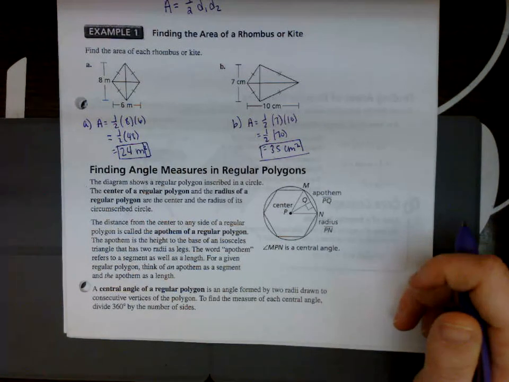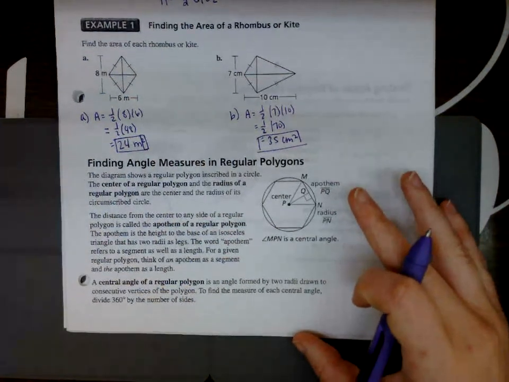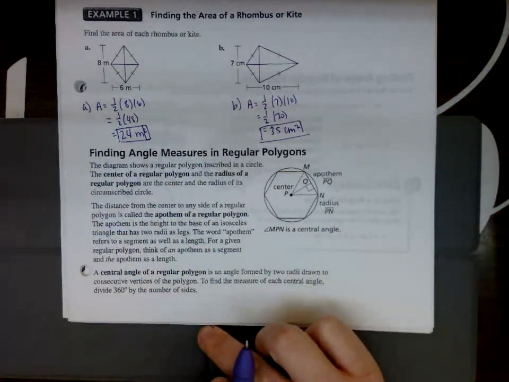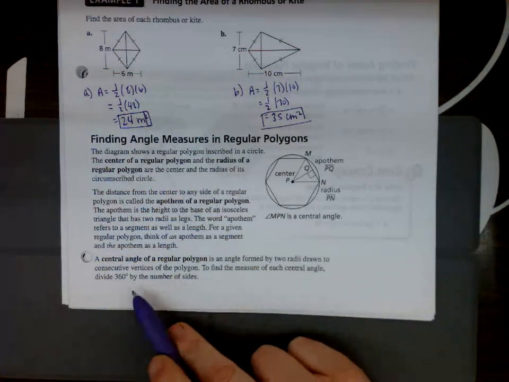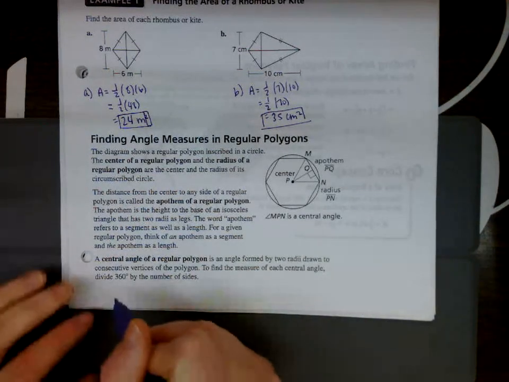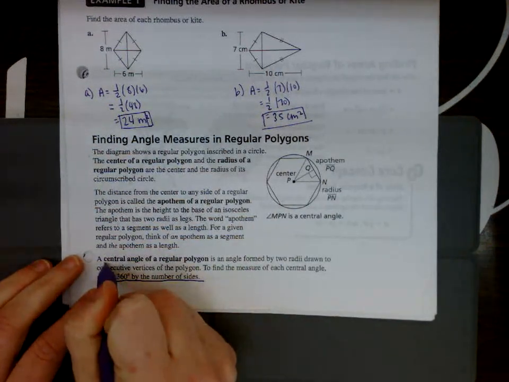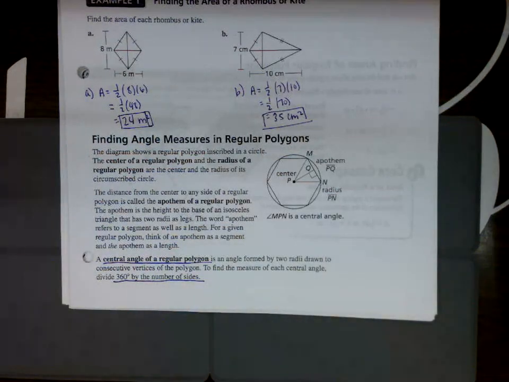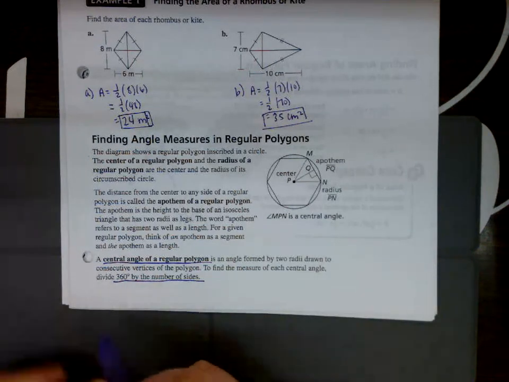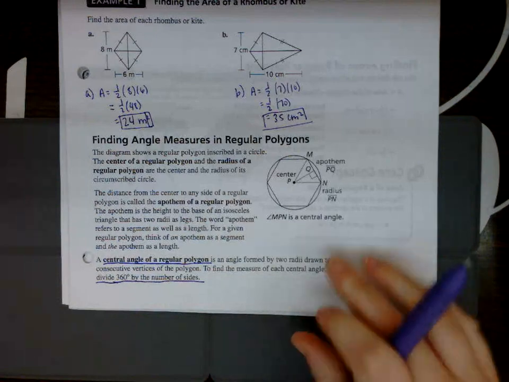A central angle of a regular polygon is an angle formed by two radii drawn to consecutive vertices of the polygon. Okay, remember we learned that last chapter. To find the measure of each central angle, you take 360 and divide by the number of sides. So that's super important. So that's the new part, right? So to find the central angle of a regular polygon, you just take 360 and divide by the number of sides. Okay, next page.